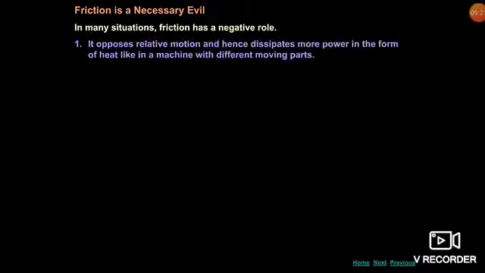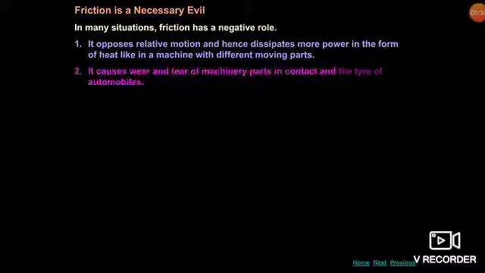Friction is a necessary evil. We talk about demerits of friction now. In many situations, friction has a negative role. It opposes relative motion and hence dissipates more power in the form of heat, like in a machine with different moving parts. It causes wear and tear of machinery parts in contact and of the tires of automobiles.